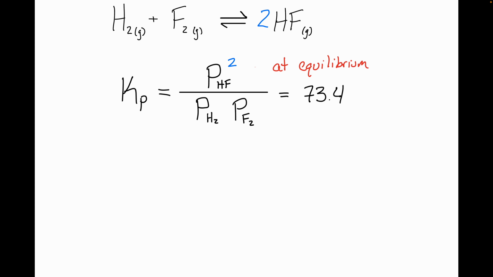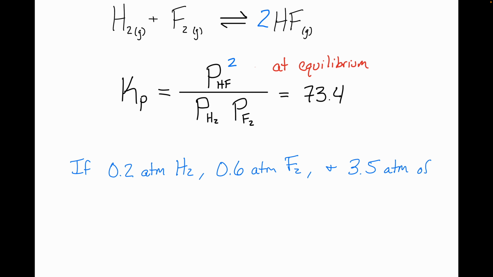All right, so now we're going to look, let's say, if 0.2 atm of hydrogen, 0.6 atm of fluorine, and 3.5 atm of hydrogen fluoride are combined, which direction will this reaction go in order to reach equilibrium?